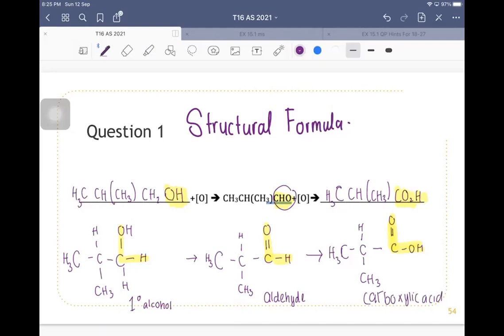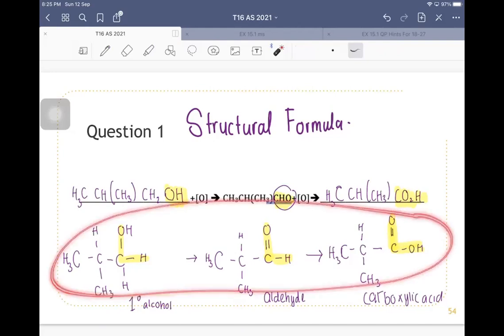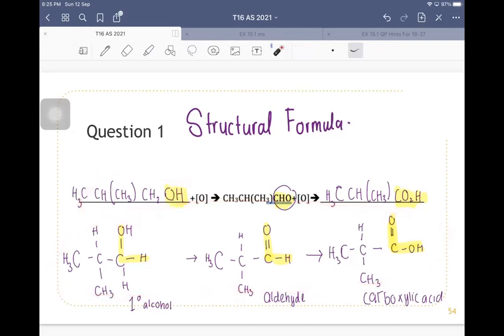For questions 2, 3, 4, and 5, I'll leave it to you, but make sure that you draw the structure like this, and then you write down the structural formula correctly. If you cannot do your structural formula, I suggest you number your carbon. So carbon 1, carbon 2, carbon 3. And the CH3 group is sitting on carbon number 2, which is this one. So if you want to copy this, you can pause here.